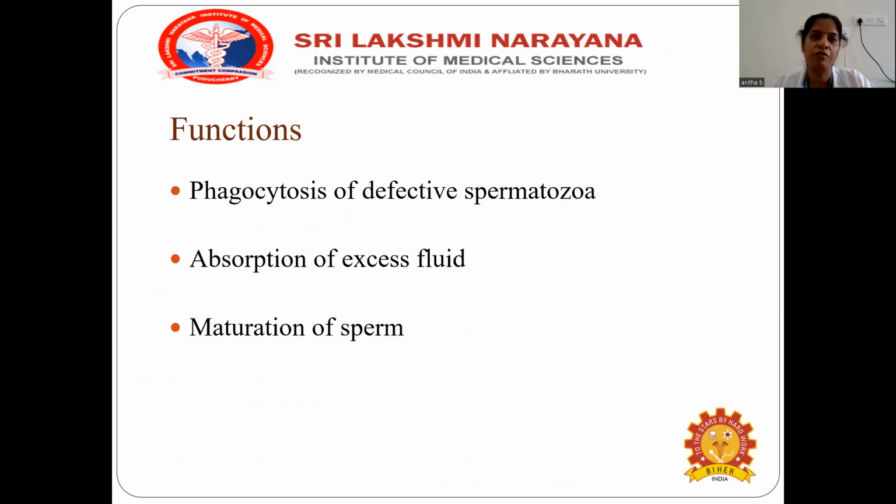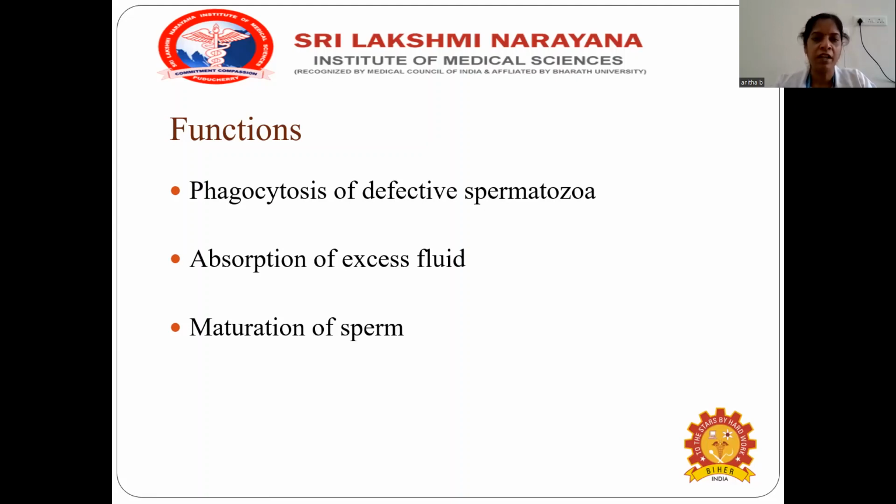So what are the functions of the epididymis? The function is that it phagocytoses the defective spermatozoa. The seminiferous tubules produce the sperms, they pass through the efferent ductules, then reach the epididymis. There, if some spermatozoa are defective, meaning they are not needed, they are phagocytosed by the epididymis. That's the first function.